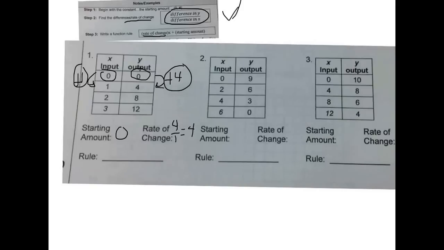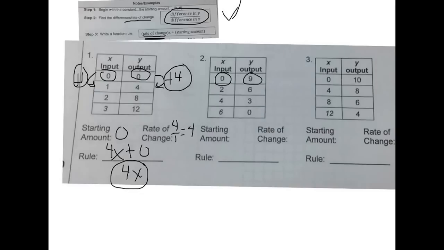When we go to write our expression, we take the rate of change, which is 4, right here. We put an x beside it, and then we add the starting amount. 4x plus 0 would be just 4x, because we wouldn't write the 0 because it's not really there since it's 0. Number 2, identify our starting point.